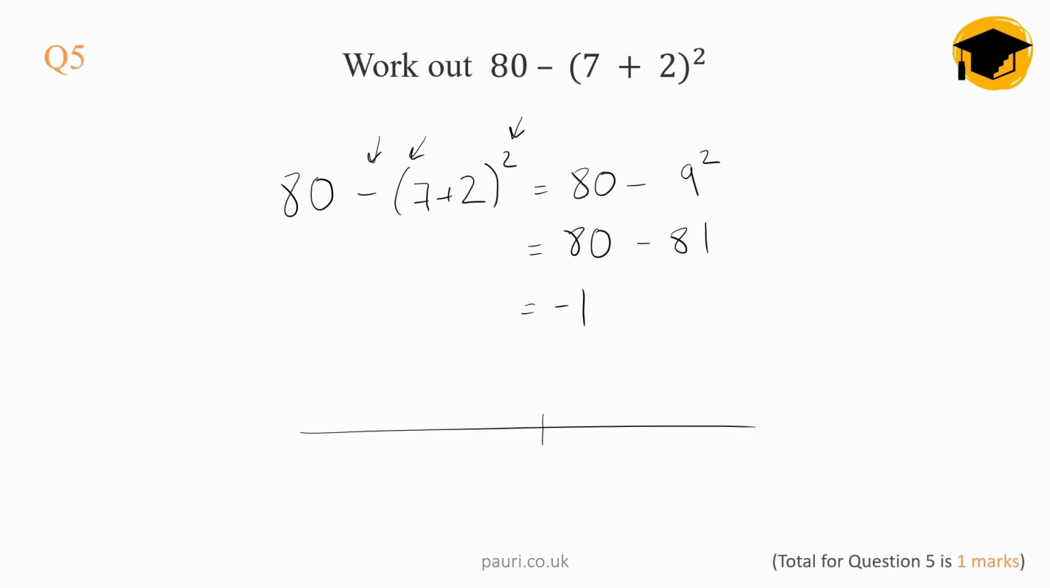Just remember on your number line you've got 0, 1, 2, 3, etc. But if you go the other way, you get minus 1, minus 2, minus 3, etc. So 80 minus 81. 81 is 1 more than 80, and if we're subtracting that from 80, you get to minus 1, which is over here. So it'll be this point.